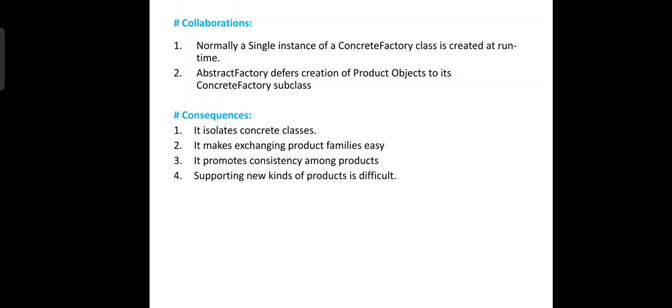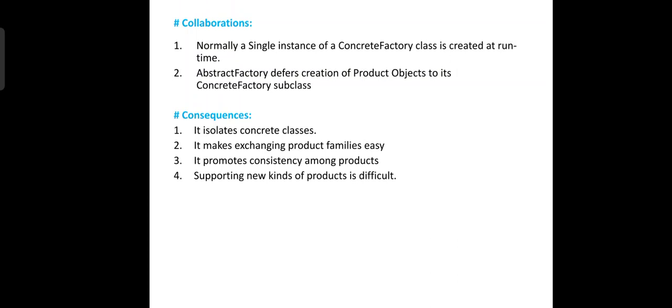The second benefit is that it makes exchanging product families easy. The class of a concrete factory appears only once in an application, that is where it is instantiated, and it can use different product configurations simply by changing its concrete factory. The third benefit is that it promotes consistency among products, meaning when product objects in a family are designed to work together, it's important that an application uses objects from only one family at a time.